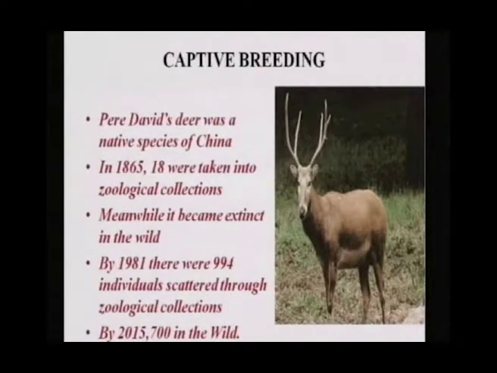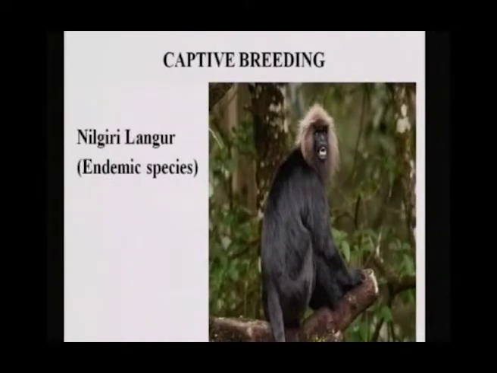The other captive breeding success story is Pere David's deer. It is a native species of China. In 1865, 18 were taken into zoological collections. Meanwhile, it became extinct in the wild. By 1981, there were 994 individuals scattered through zoological collections. By 2015, 700 were released into the wild. This is a success story of captive breeding. And another success story is the Nilgiri langur. It is an endemic species. By captive breeding, more than 200 Nilgiri langurs have been released into the wild.